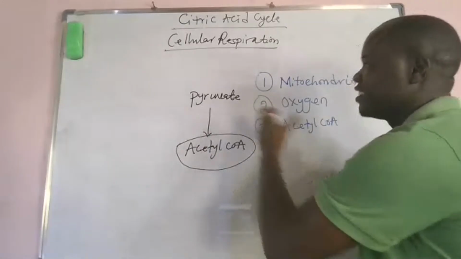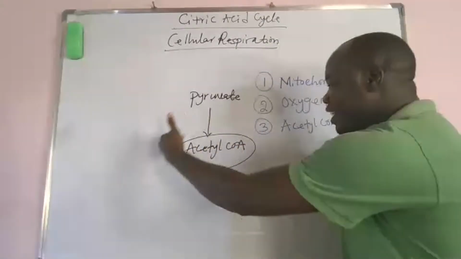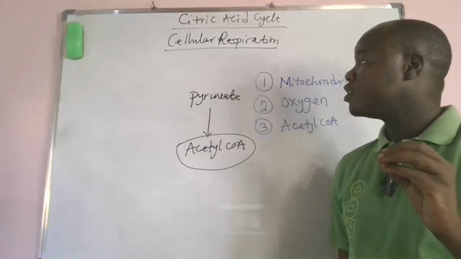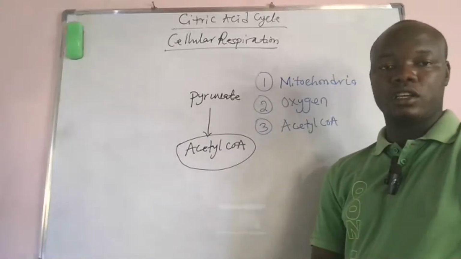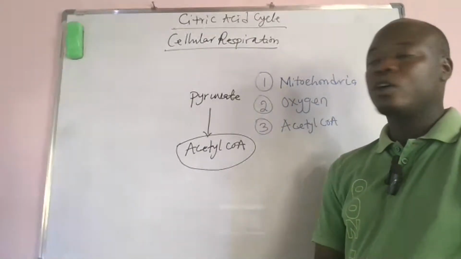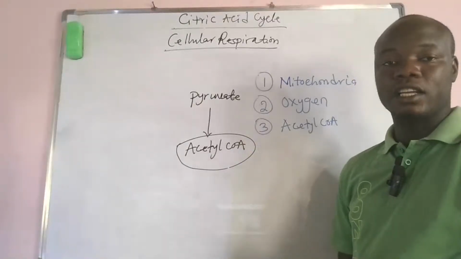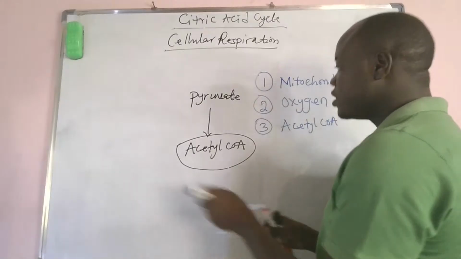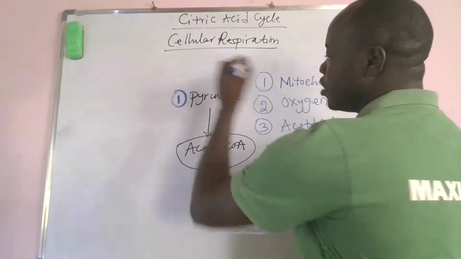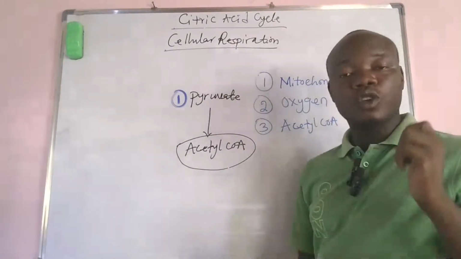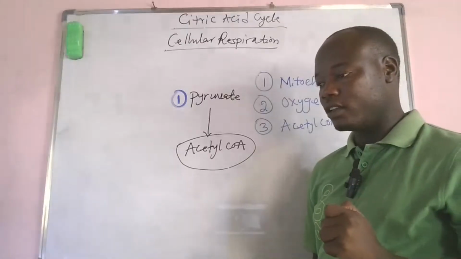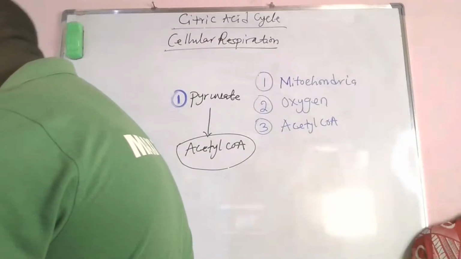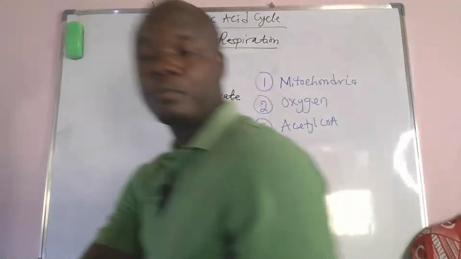So now the question is, how do we get this acetyl-CoA? We have different sources of acetyl-CoA. Who can tell me, where do you think we can get acetyl-CoA? As you can see from here, we can get acetyl-CoA from pyruvate. So I'm now talking about the sources of acetyl-CoA, and number one is pyruvate.